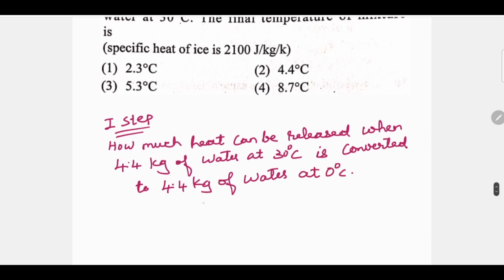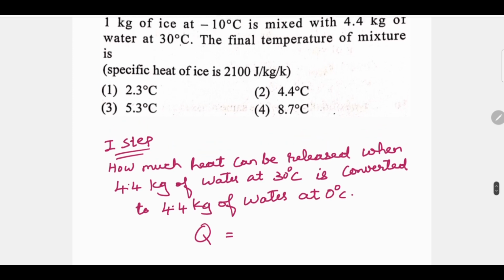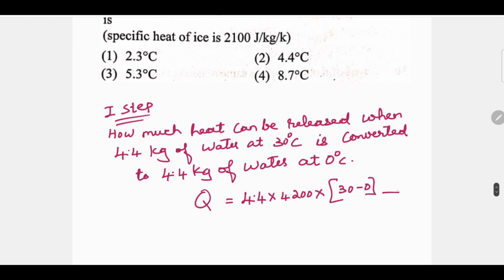For that, let that heat be given by Q. So Q equals ms delta T, we have to use. Mass is 4.4. Specific heat of water is 4200 into delta T. Delta T is 30 minus 0. So this much amount of heat can be released by water.